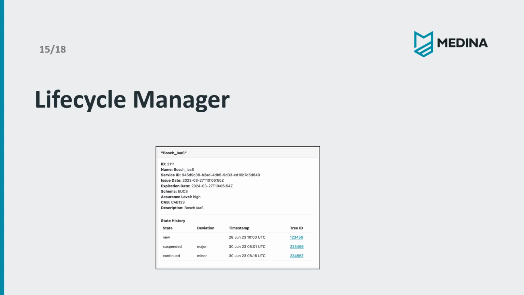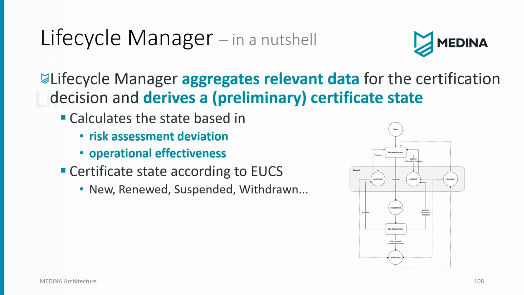Lifecycle Manager. Lifecycle Manager's goal is to aggregate relevant data for the certification decision and automatically derive a preliminary certificate state. The decision is based on the risk assessment deviation received from RAOF and the operational effectiveness received from CCE. The certificate states are defined according to the EUCS schema: new, suspended, withdrawn, etc.